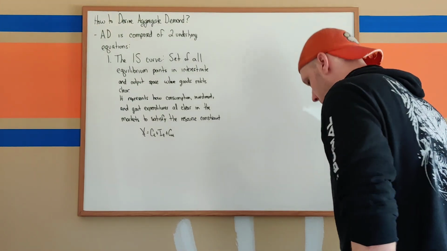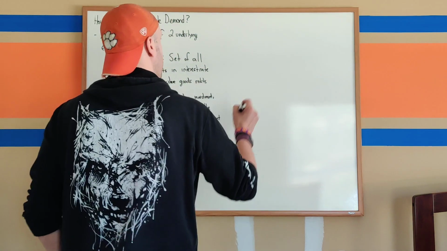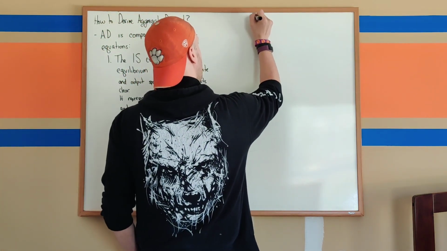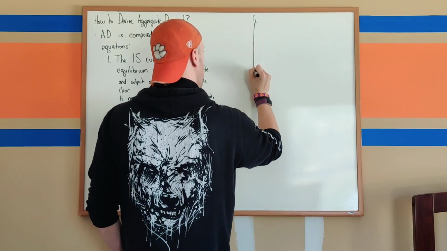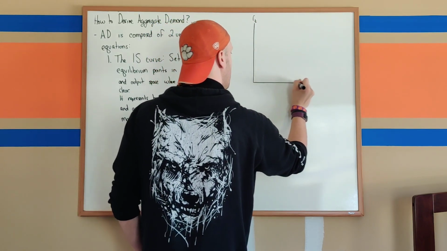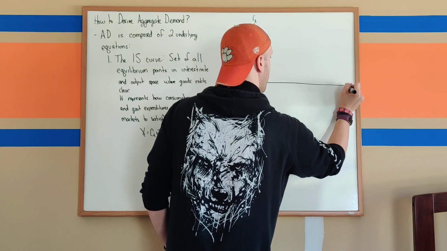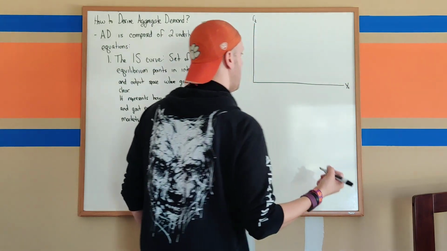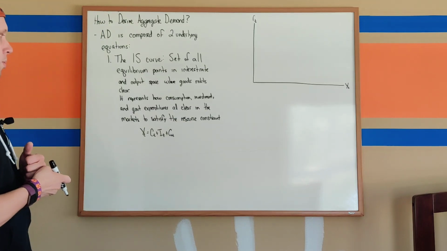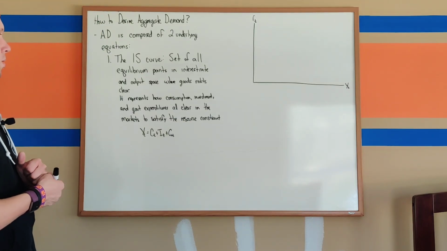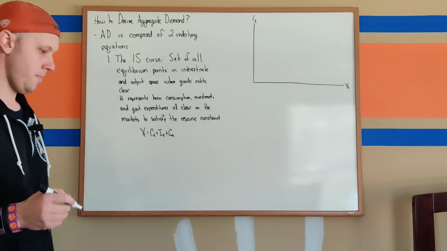Now, let's graph this out. So we're going to have the real interest rate on the vertical axis, and we're going to have output on the horizontal axis. So this is the set of all points where goods markets clear in interest rate and output space.